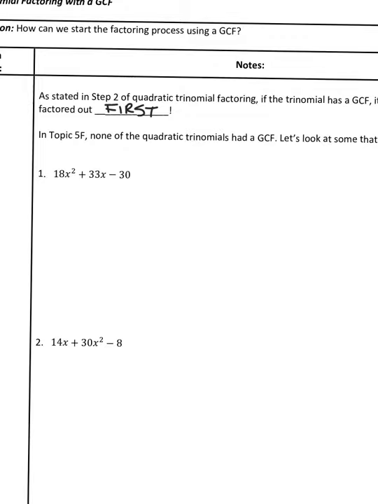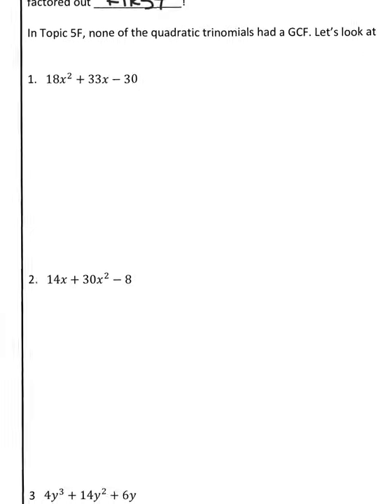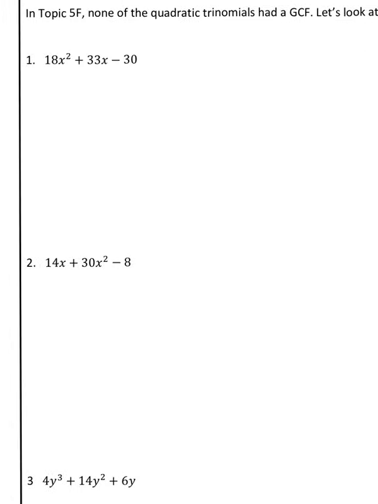Number 1 here, I'm going to move it up my page a little bit so it's at the top of the page. We have 18x squared plus 33x minus 30. Now I'm going to show us how to find that GCF one time today. I'm not going to keep showing it, so if you see the GCF, you don't have to keep doing the columns. But if you don't see a GCF, then you need to start by trying to find it. So if I look at the numbers 18, 33, and 30, we're going to try to find the factors of 18, 33, and 30.